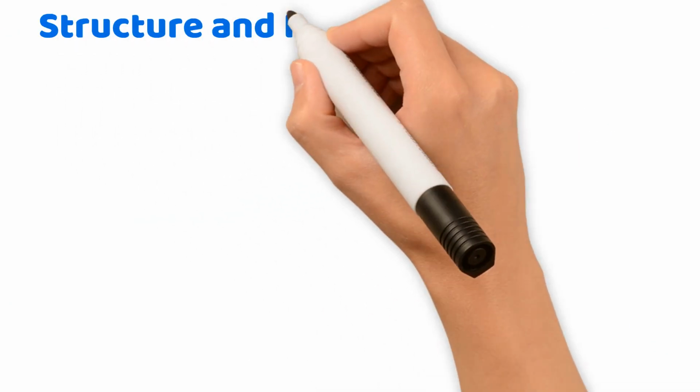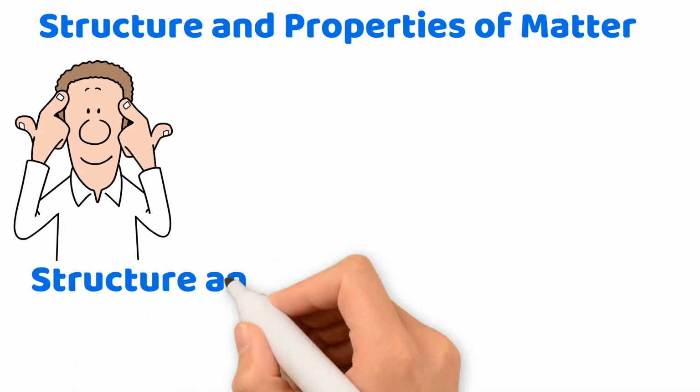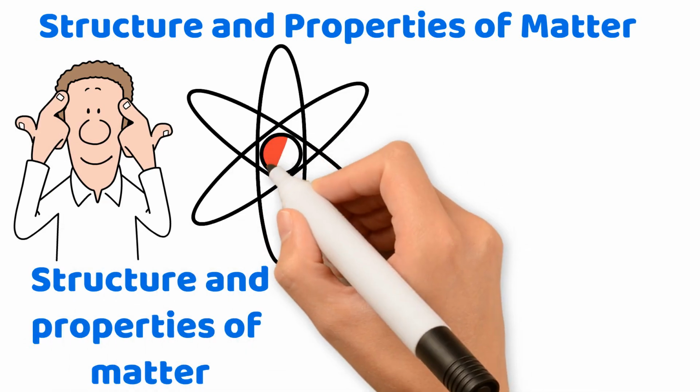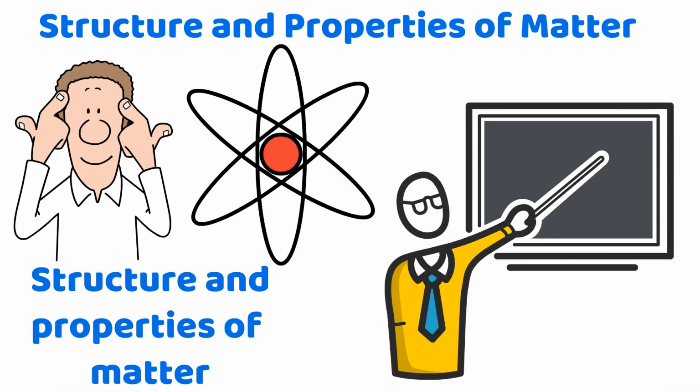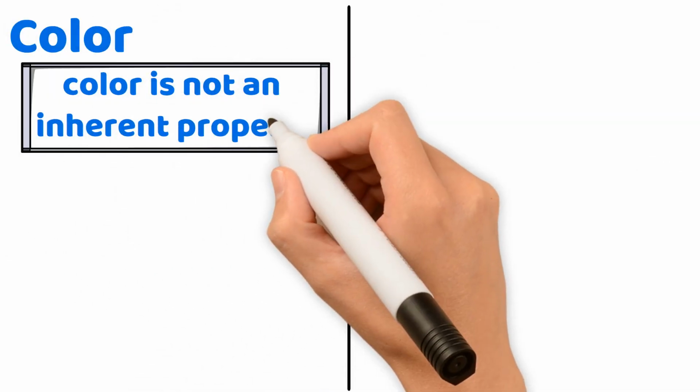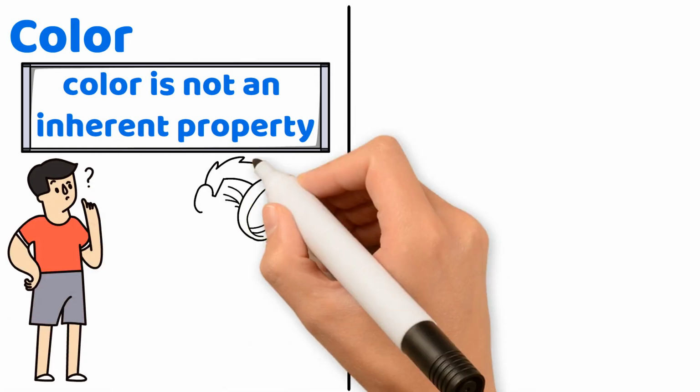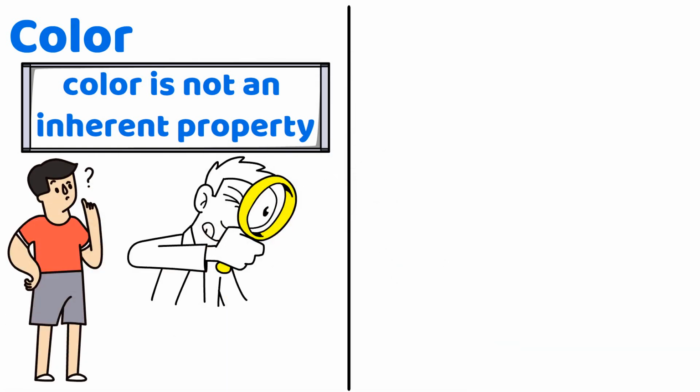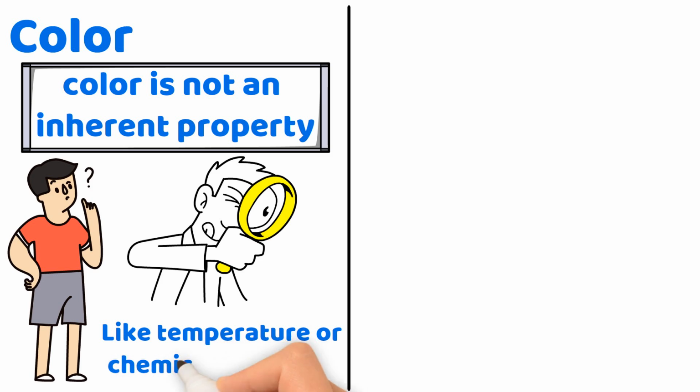Structure and properties of matter. Understanding the structure and properties of matter is fundamental in physical science. Let's break down some key concepts. Color. Remember, color is not an inherent property, but how substances interact with light. It's crucial for identifying substances and observing changes like temperature or chemical reactions.